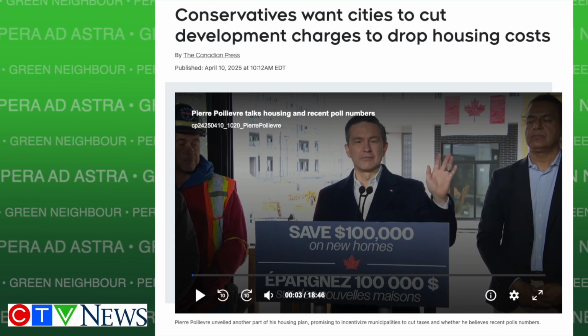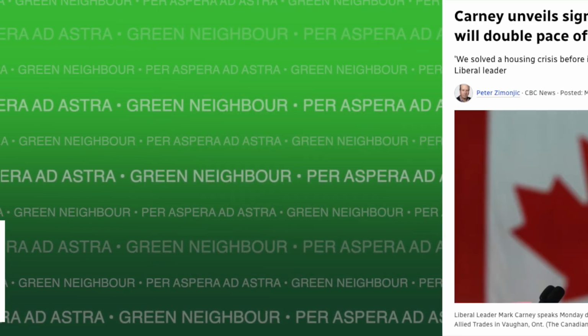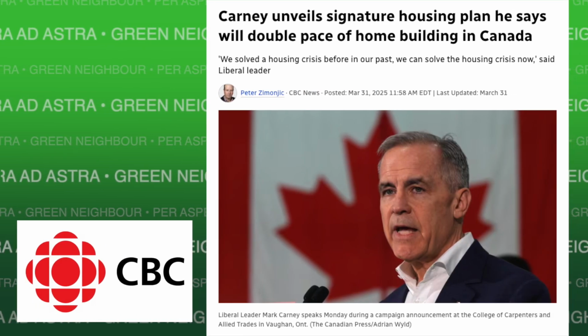Now, neither the Liberals nor the Conservatives want to draw too much attention to the actual cause of the housing crisis. Both parties would rather frame the issue as a lack of supply and a need to build more homes. But of course, if you don't do this right, you'll just end up building more homes for investors.